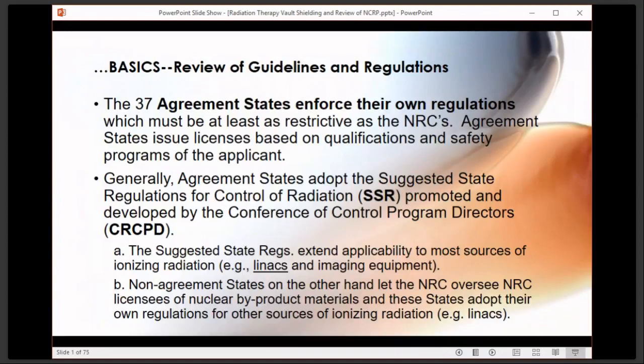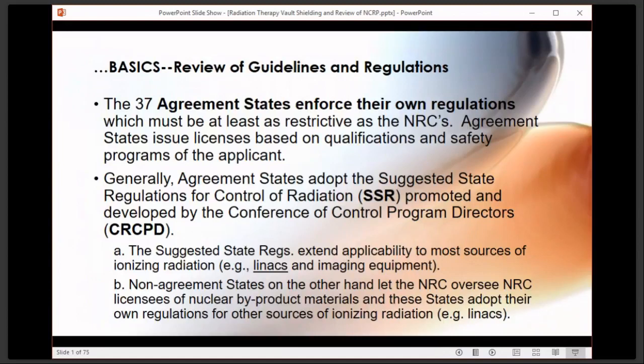Now, there's another party involved here. It's called the Conference of Radiation Control Program Directors. And generally, agreement states adopt the suggested state regulations for control of radiation, the SSRs. And these are developed by the Conference of Radiation Control Program Directors. The suggested state regs extend their applicability to most sources of ionizing radiation, in particular imaging equipment and LINACs.